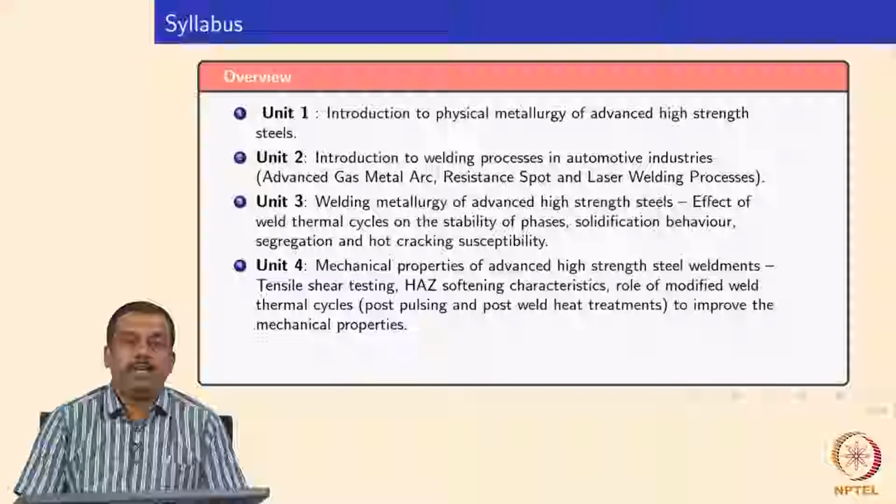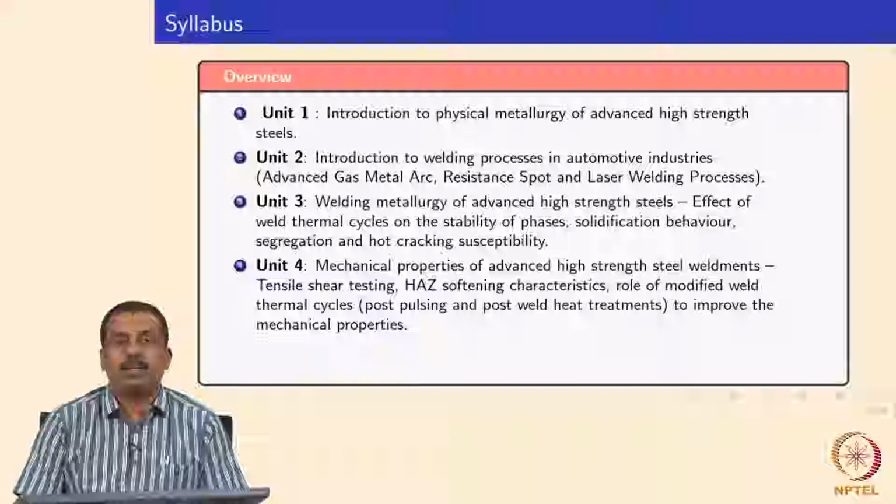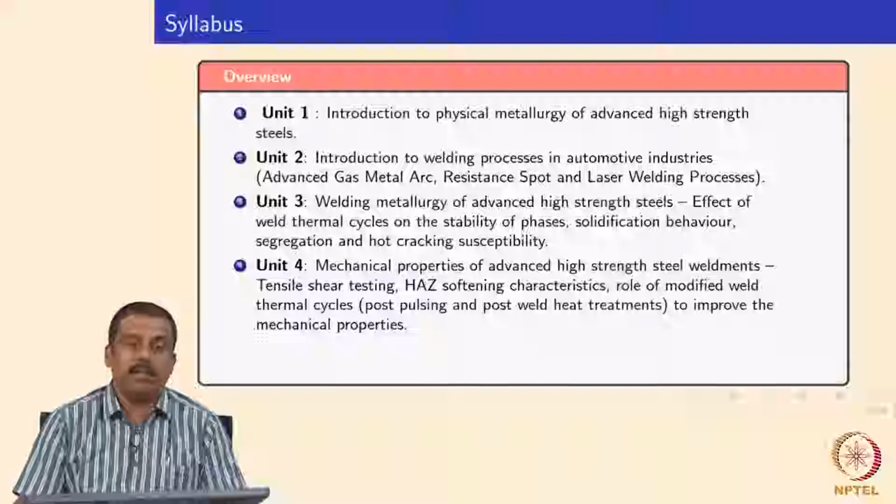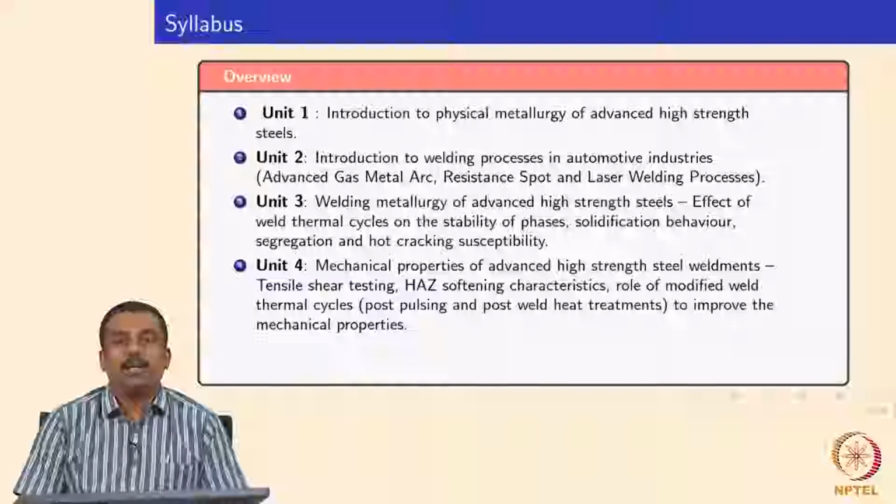And then we will move on to the effect of microstructural changes that happen in the heat affected zone on the mechanical properties, such as HAZ softening that is commonly observed in some advanced high strength steels. And we will look at how the weld thermal cycles can be favorably modified to achieve good mechanical properties.